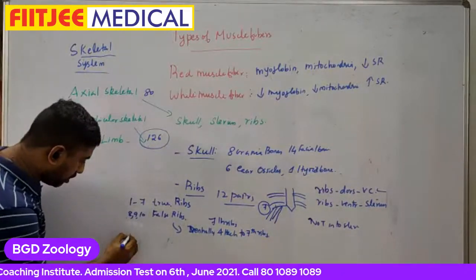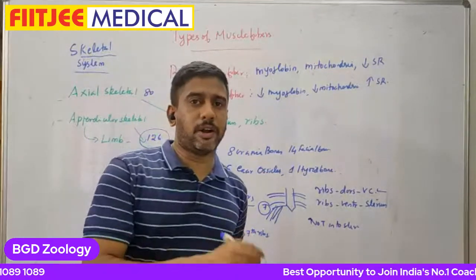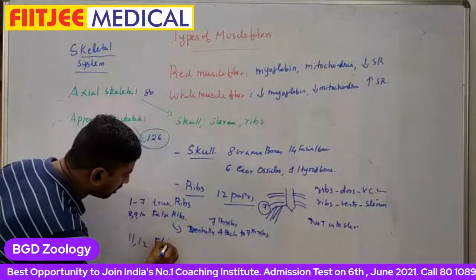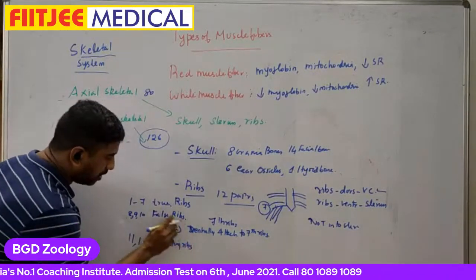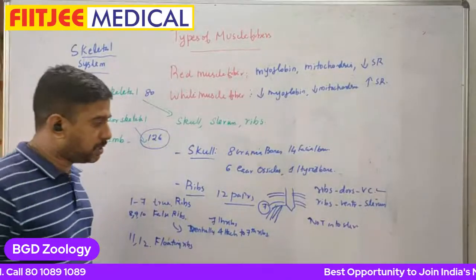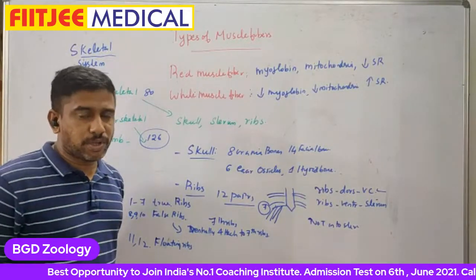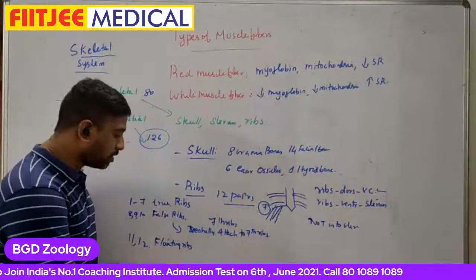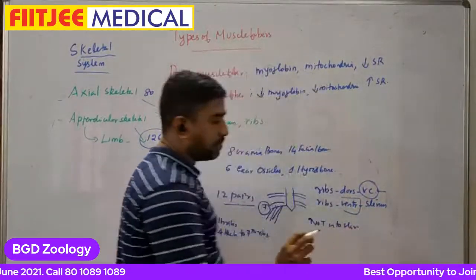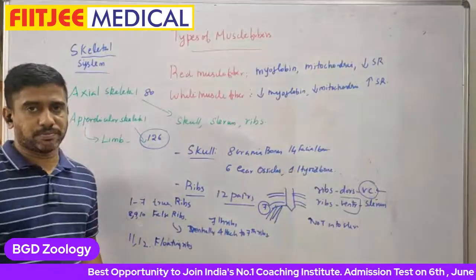Now the 11th and 12th are freaky. They are not at all obeying these rules, so we call them floating ribs. The false ribs at least make some attachment, but these ribs do not make any ventral attachment. Dorsally, the 11th and 12th ribs are attached to the vertebral column, but ventrally they have no relationship with the sternum. They are totally free. So we call them floating ribs. Clear?